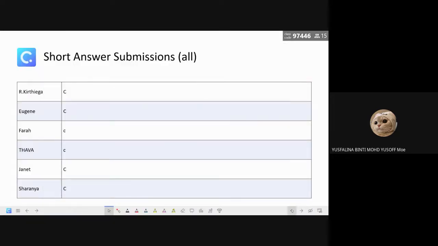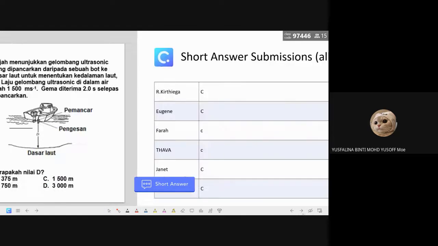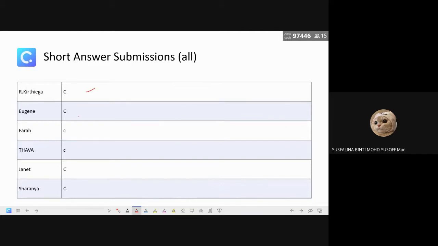Okay, never mind. Okay, so for this one, we use S is equals to VT. So V, actually the speed, 1,500. The time is 2. Okay, and you have to divide by 2 again. So you get 1,500 meter. So the answer should be C. So let's check your answer. Alright, C, C, C, C, C, C, C.